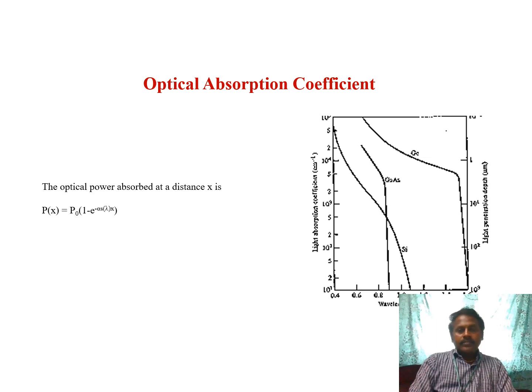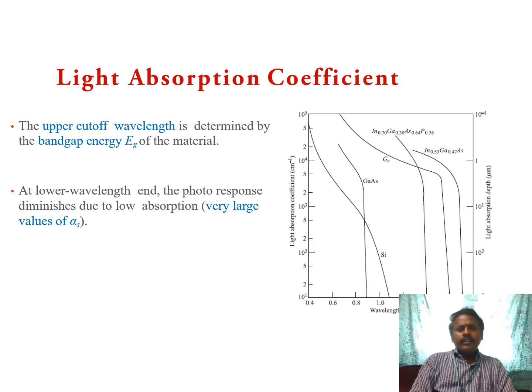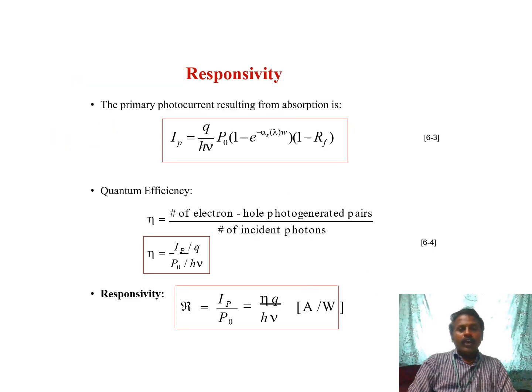Then the optical absorption coefficient. Now look at P of x equal to P naught into 1 minus e power minus alpha s of lambda into x. This diagram shows the wavelength and the corresponding light absorption coefficient in terms of 10 power 2, 10 power 3 and so on. Here we have three different materials, silicon, gallium arsenide and germanium. The upper cutoff wavelength is determined by the energy band gap of the material Eg. At the lower wavelength end, the photo response diminishes due to low absorption, so there is a very low value of alpha s.